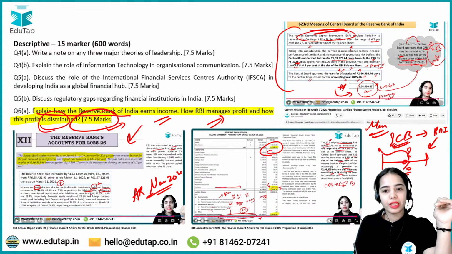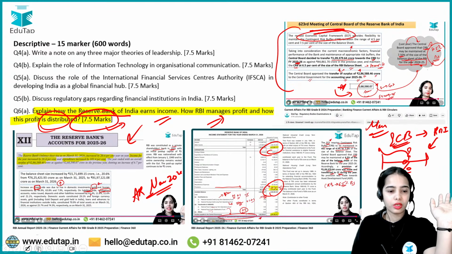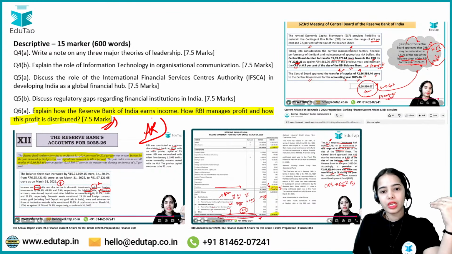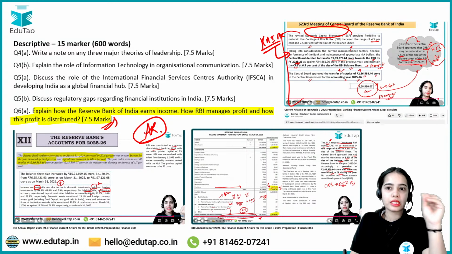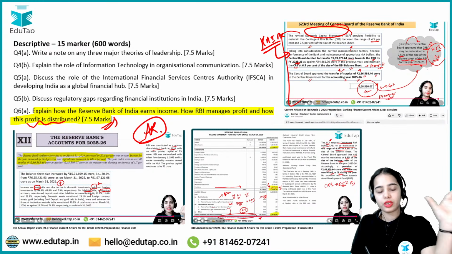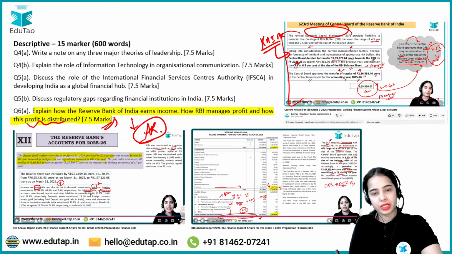Now the income and the expenditure, all of this we discussed in the annual report and in the central board meeting also. So this was again from your annual report, as well as from the RBI press release also. The economic capital framework was mentioned. This is your keyword for answering how the profit is distributed. Okay, so this question was a mix from the annual report as well as the RBI press release.